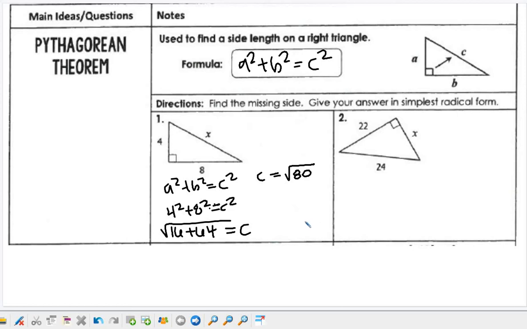So we need to figure out the perfect square in 80. The largest perfect square is 16 times 5. So then the square root of 16 is 4, so it's 4 square roots of 5.